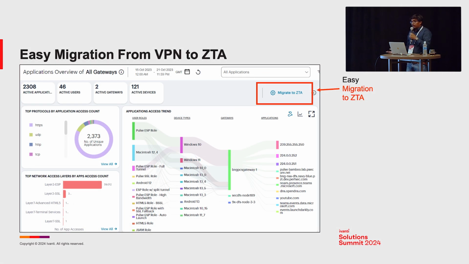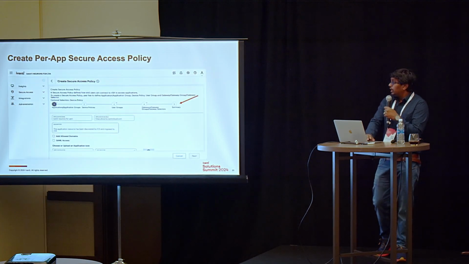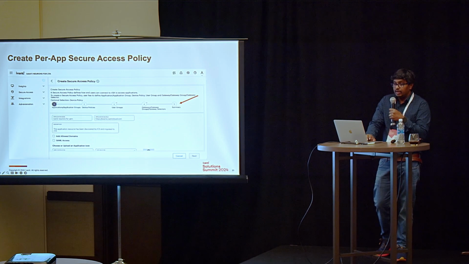So, visibility is one aspect of the puzzle. Now, how do you really migrate to ZTNA? As you see here, we do have this migrate to ZTNA policy creation wizard, which, from a context perspective, when the VPN gateways are connected to the Neurons, they are in the context of the VPN Connect Secure service within the Neurons. Post that, we immediately select that application and we take them to the Neurons for ZTNA controller.